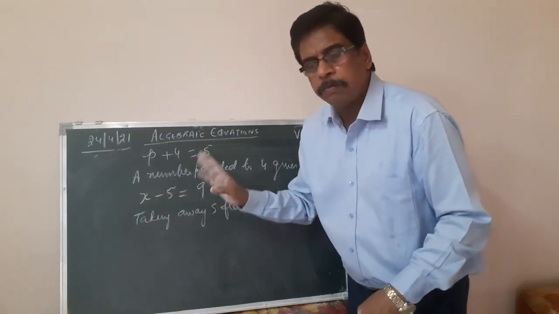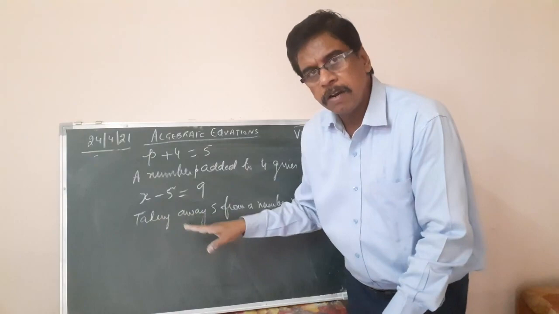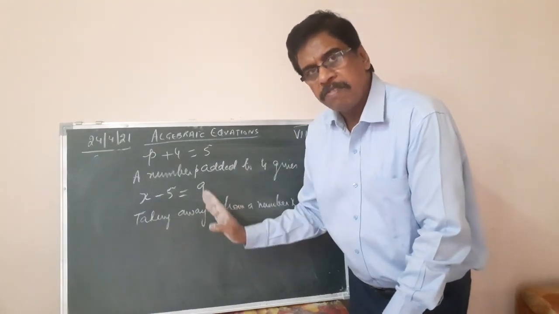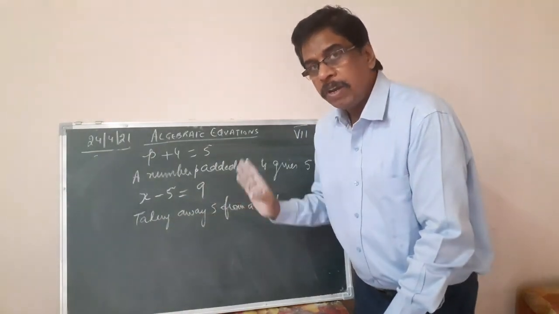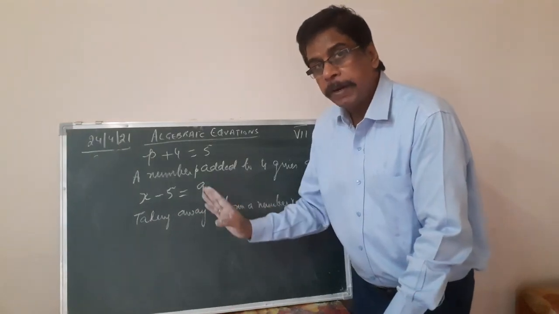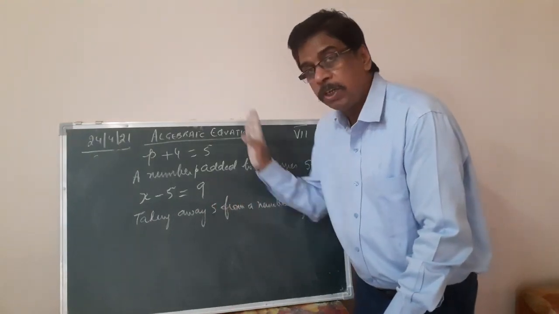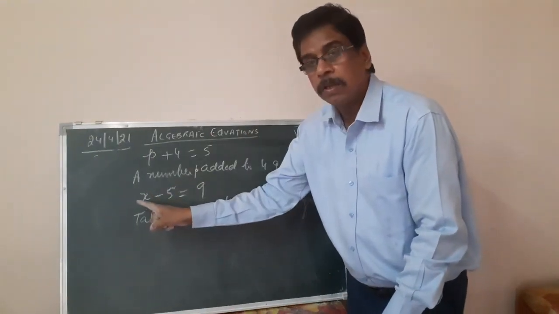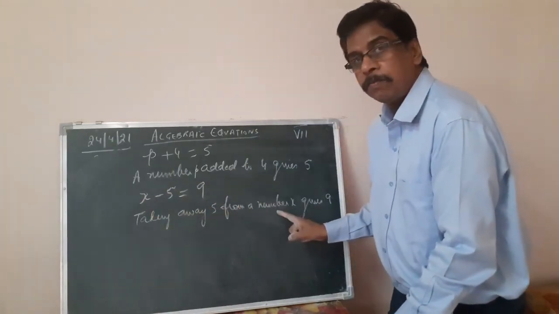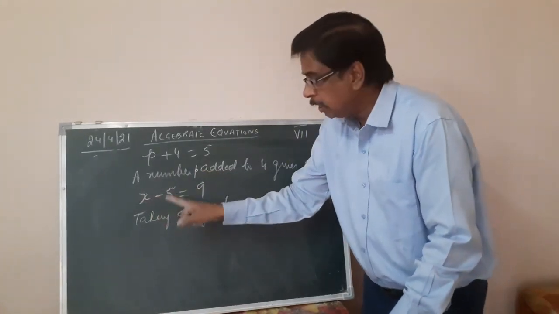Taking away or subtracting, which mean the same thing. You can write taking away or you can write subtracting 5 from a number. Whenever we write from a number, in subtraction the number after from is always written first. That's why x will come first, from a number. So that's why x minus 5.